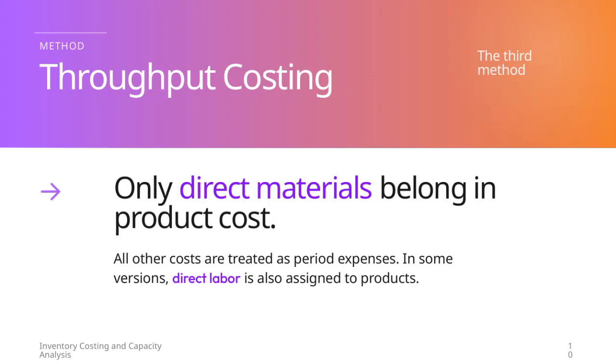Now, let's focus on the third method, which is throughput costing. This approach takes a different angle when it comes to product costs. Here, only direct materials are included as part of the product cost. All other costs, such as indirect expenses, are considered period costs and are expensed in the period incurred. In some variations of this method, direct labor costs are also assigned to the products, but that's not always the case. Throughput costing is particularly useful for inventory costing and capacity analysis, helping businesses concentrate on the most variable costs related to production. This method simplifies cost management by highlighting the true contribution of materials to the product.